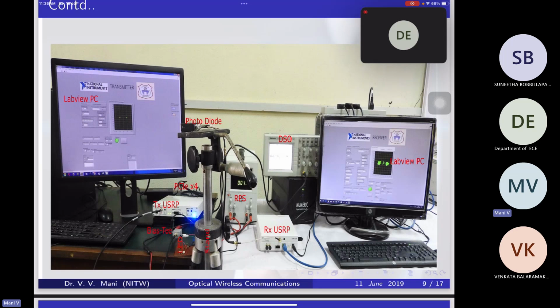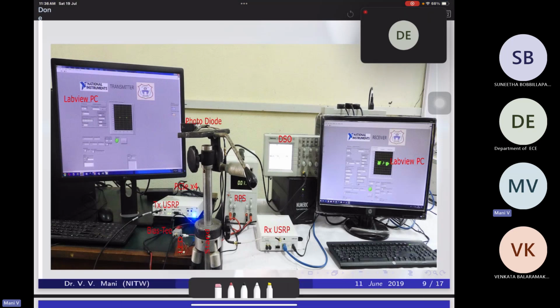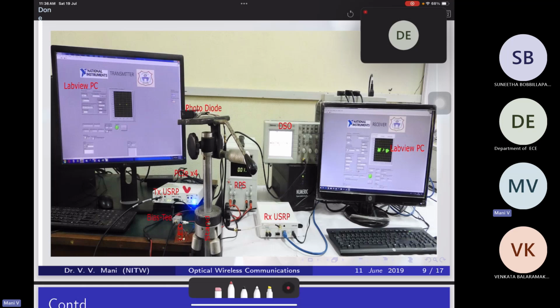The devices we used are USRP. Can you see the USRP? I am making a tick mark. USRP, Universal Software Radio Platform. So this is an NI device. One USRP as a transmitter, another USRP as a receiver.